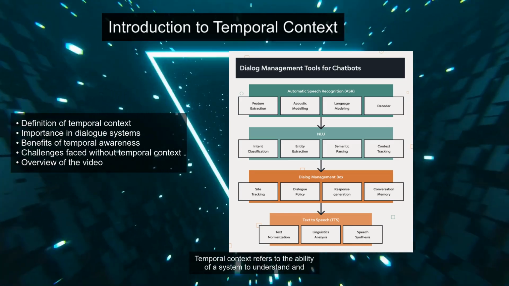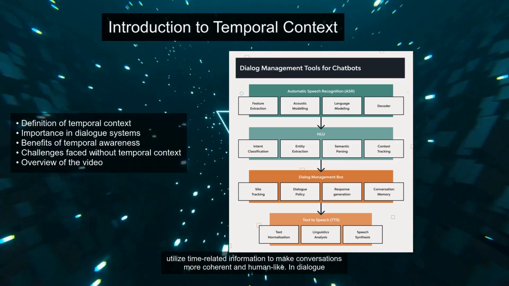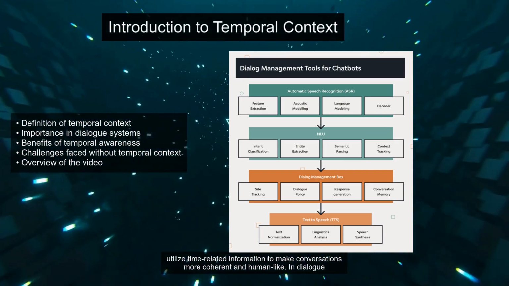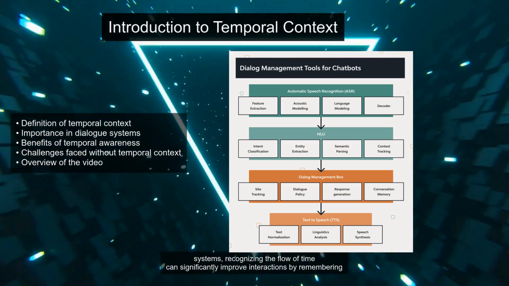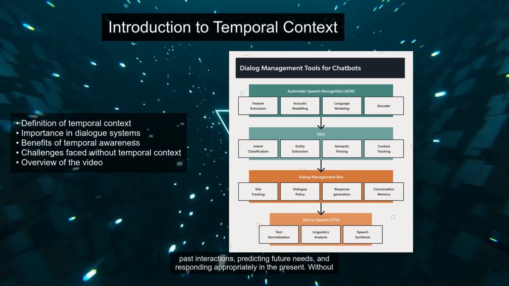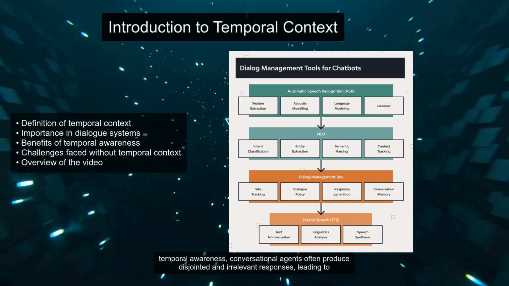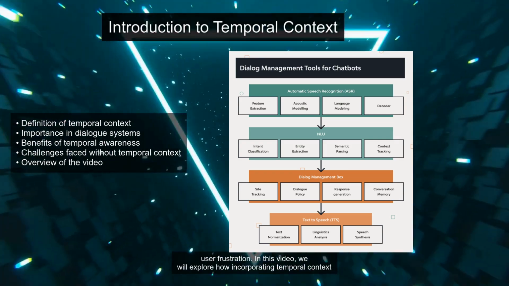Temporal context refers to the ability of a system to understand and utilize time-related information to make conversations more coherent and human-like. In dialogue systems, recognizing the flow of time can significantly improve interactions by remembering past interactions, predicting future needs, and responding appropriately in the present. Without temporal awareness, conversational agents often produce disjointed and irrelevant responses, leading to user frustration.